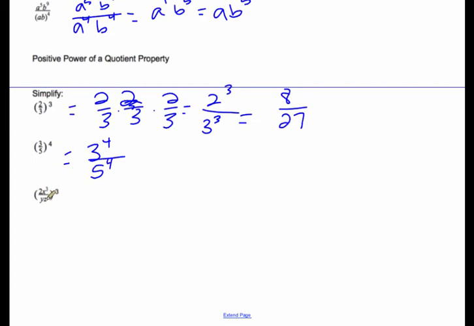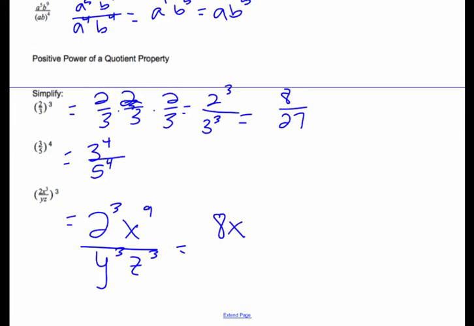All right, and then we have 2x cubed over yz to the third power. So again, we have to make sure that everything inside here gets raised to the third power. So that is going to be 2 to the third power times x to the ninth power. Remember, I'm multiplying. 2 to the third because the exponent on the 2 was a 1. Over y to the third, z to the third. So you could simplify 2 to the third as 8, so 8x to the ninth over y cubed z cubed. That would be your final answer. There's nothing else that can be simplified there.